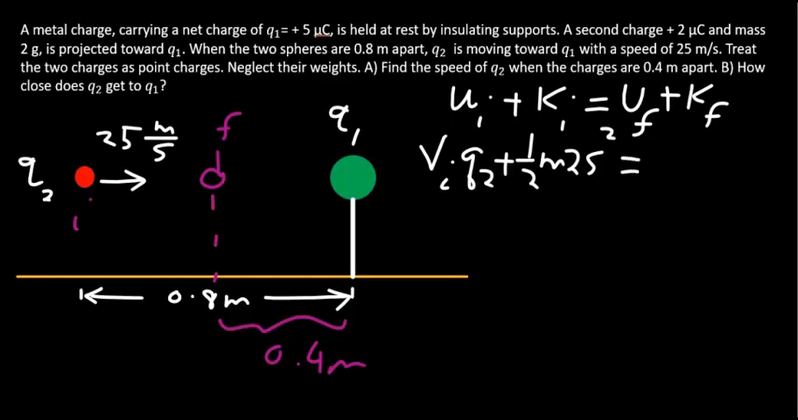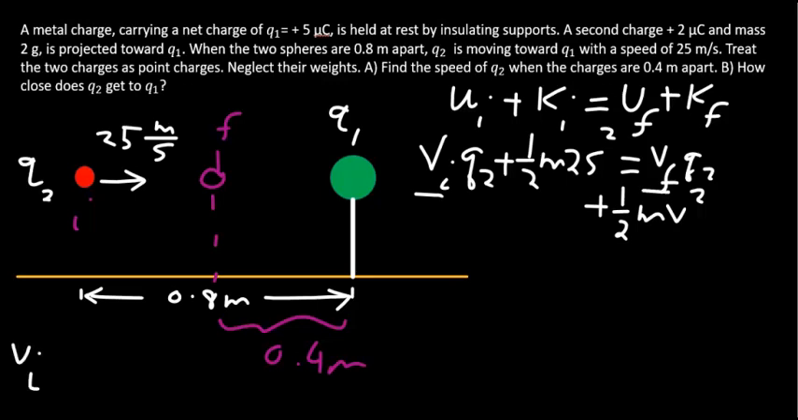And then the electric potential energy at the final point, 0.4 meter apart, can be written as Vf times the strength of the charge Q2 plus the kinetic energy of Q2 at that point, which is half times its mass times the speed that we want to find squared. So what is Vi and Vf?